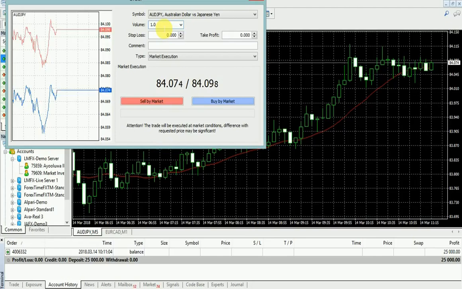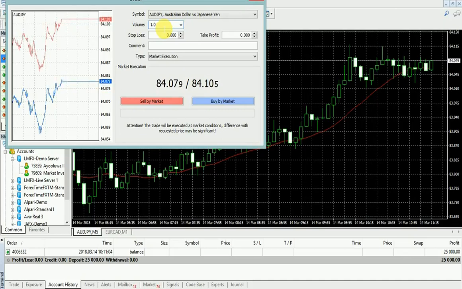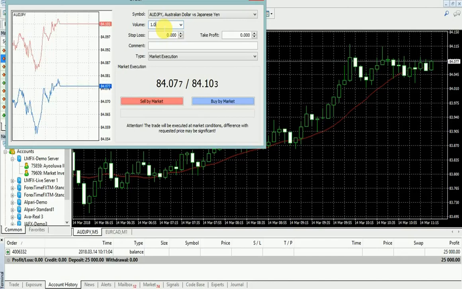Remember, we said every pip movement has an equivalent amount of money that it's worth. So let's say one pip movement now for AUDJPY is worth $1. If your volume is 1.0, then for every one pip movement you multiply by 1.0. So if your pip movement is 3, and each pip movement is equal to $10, 3 pips is equal to what? $30. So you multiply your $30 by 1.0 to give you $30.